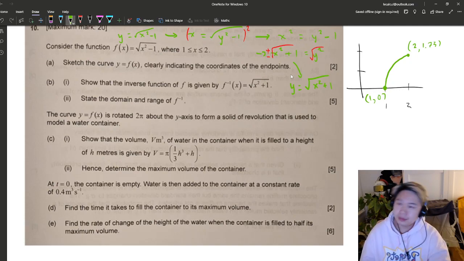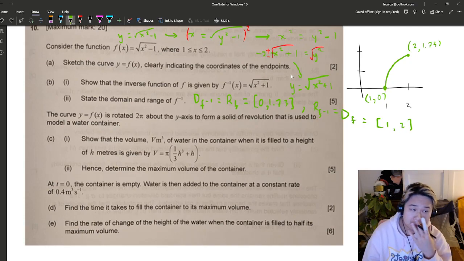Okay, state the domain and range of the inverse. Okay, so the domain of the inverse is equal to the range of the original, and I don't know if I can use an equal sign here, but whatever. And then this is 0 to 1.73 inclusive. And then the range of the inverse is the same as the domain of the original function, which is from 1 to 2, as they told you in the beginning of the question. Okay.